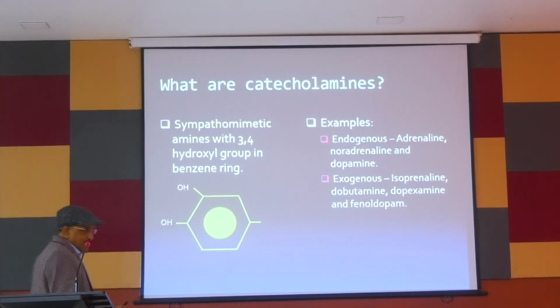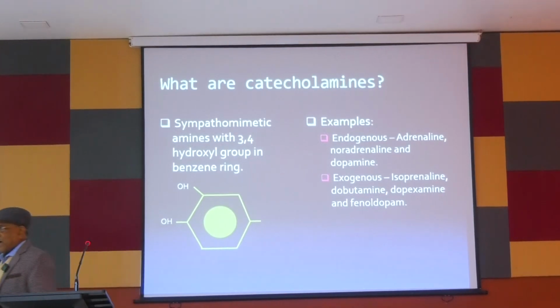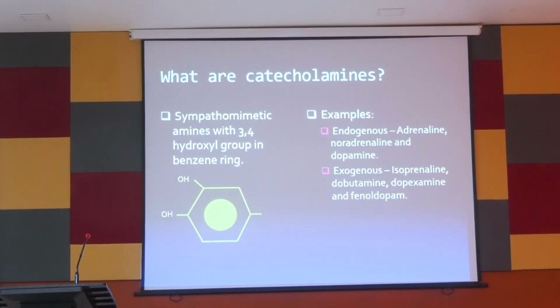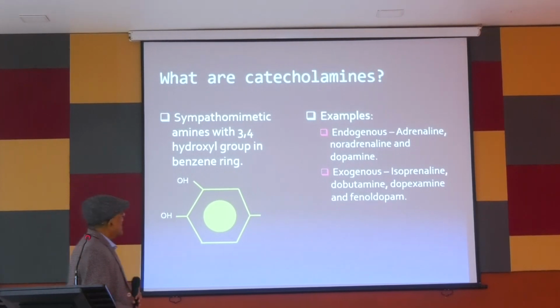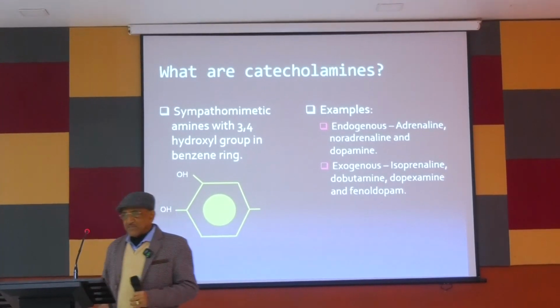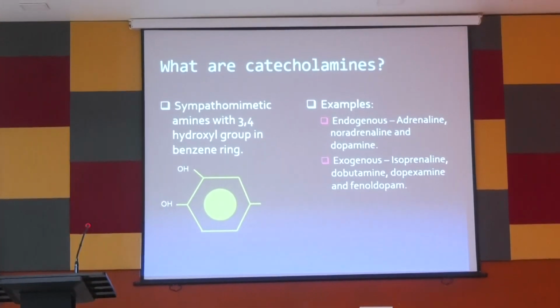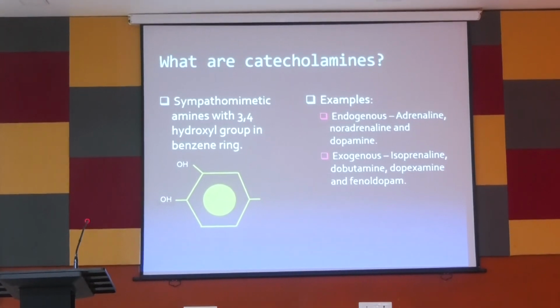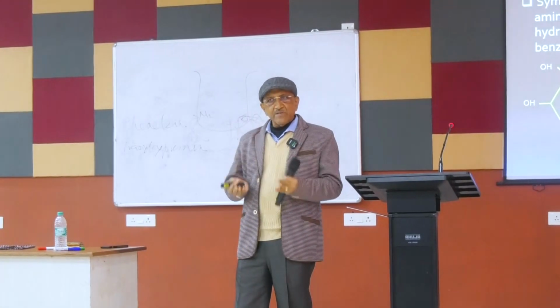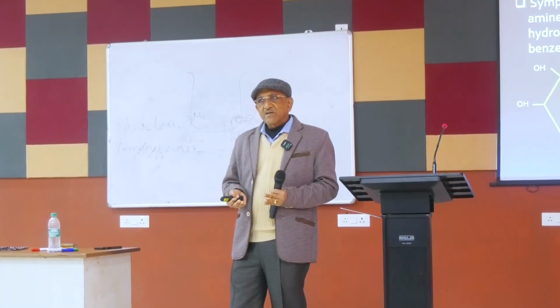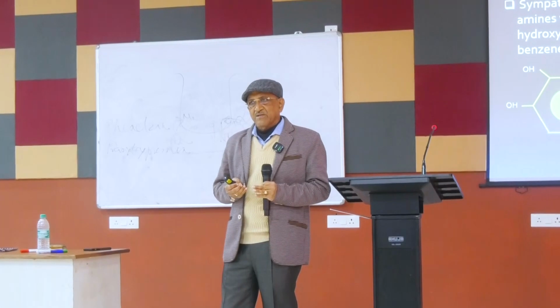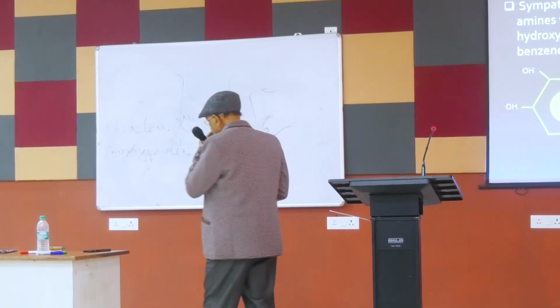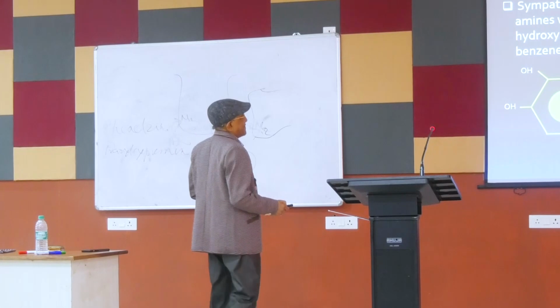And exogenously, there are various types of drugs available. Isoprenaline is not very useful nowadays, but the other drugs, that is dobutamine, dopexamine, and fenoldopam, are catecholamines. There are certain beta-2 agonists which are also catecholamines. Now, why should I know whether the drug is a catecholamine or not? If a drug is a catecholamine, it cannot be administered through the oral route. It will be inactivated in the stomach. That is the importance of knowing whether the drug is a catecholamine or not.